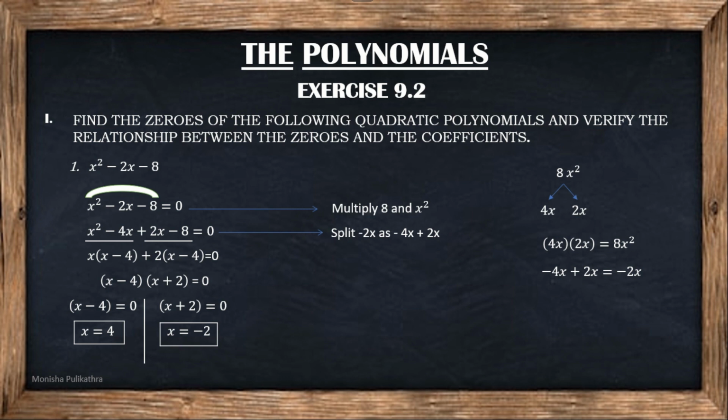This is the zeros of the polynomial. Why zeros of the polynomial? If you substitute this value into the equation, you are going to get a 0. Okay. So next, going to the second part of the problem, we need to find out the relationship between zeros and the coefficient.